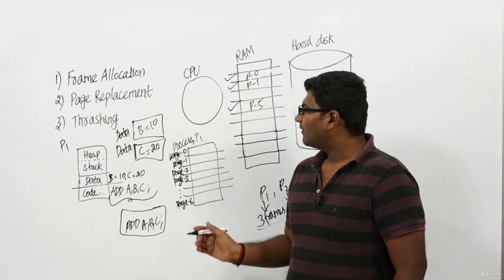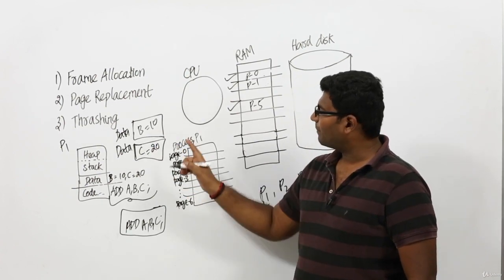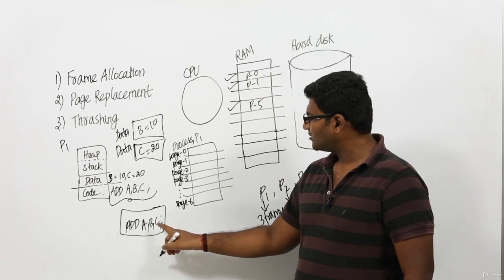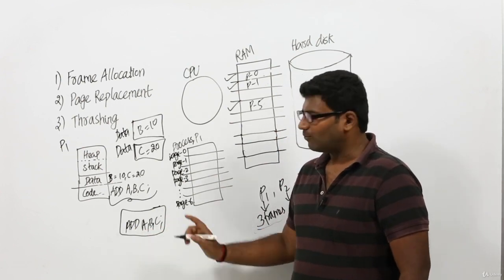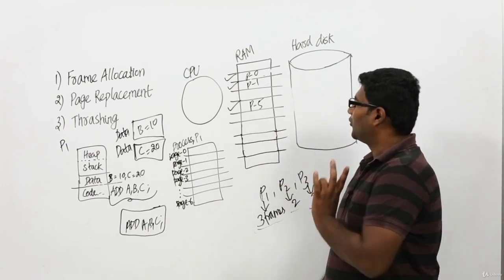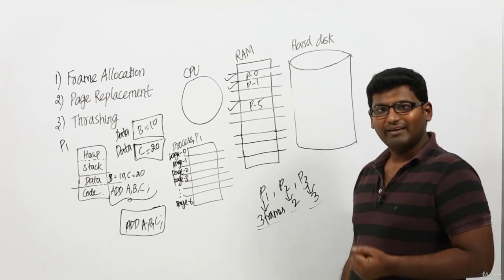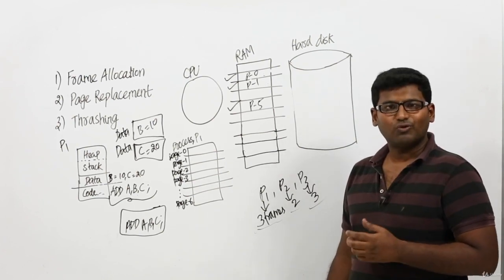Let us assume that the variable B is present in one page, variable C is present in one page, and add A, B, C is present in one page. Now let us come back to our story. What we were discussing so far?